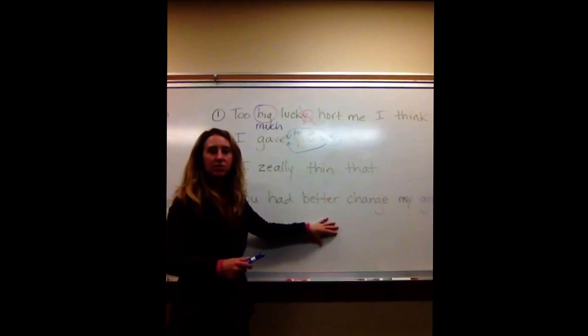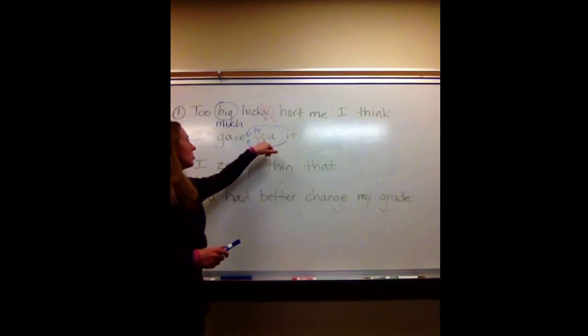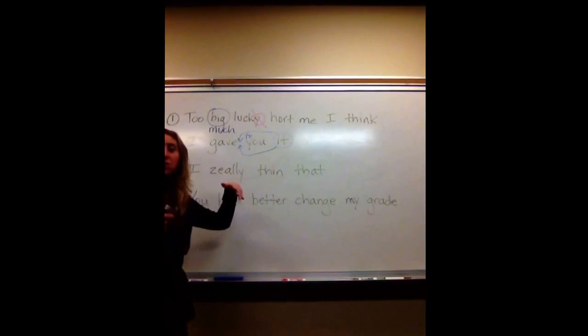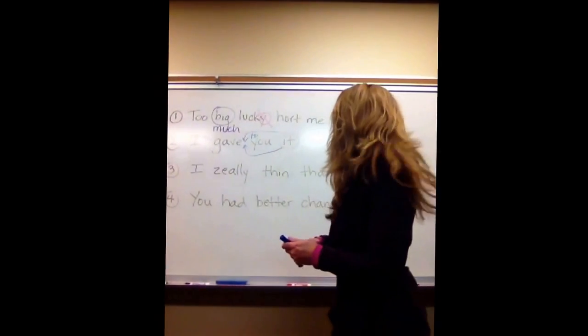It's receiving. See if I can make that glare a little bit better. There we go. You is the indirect object. So it's the person or the thing indirectly receiving the action of the verb.